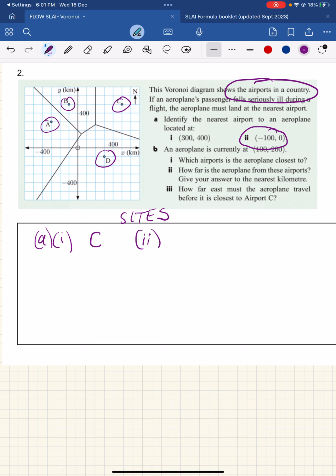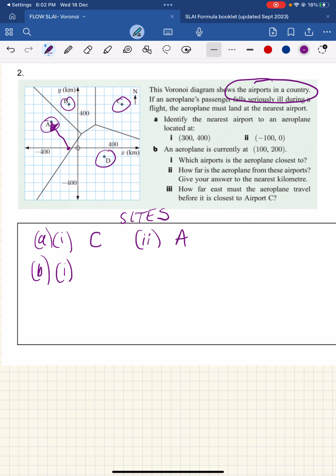Negative 100, 0. So negative 100 is here, 0. And you can see it's just inside site A. That's A. Okay, we don't need to calculate any distances. It's finished. B part 1, which airport is closest to?